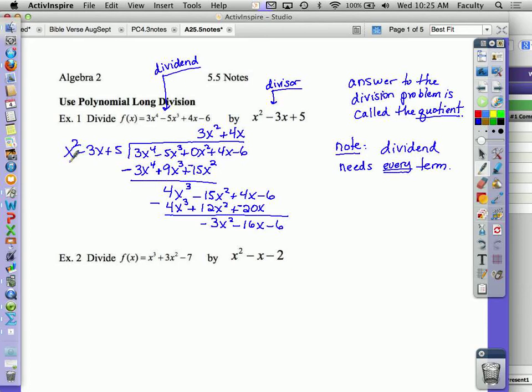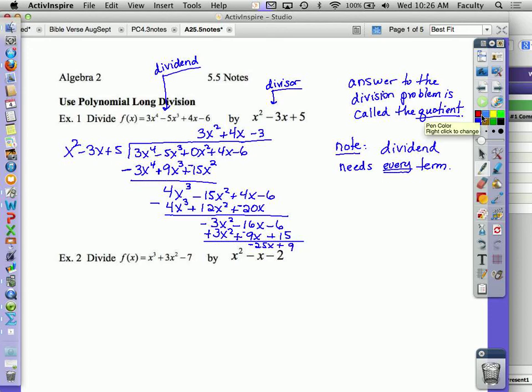X squared times what is negative 3x squared? Minus 3. And then you multiply. So that's negative 3x squared plus 9x minus 15. Now you need to subtract. So you take the opposite and add. And I get negative 25x plus 9.